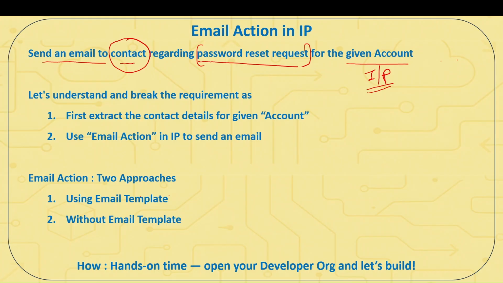Let's understand this request, what we need to do, and break it into 1, 2, 3 steps. First, the account name will be given to us, so we have the input. For this account, we need to fetch all the contacts because we need to send an email to them. Hence, first extract all the contacts for the given account. Once we get the number of contacts and their details, then we can use the email action in IP to send an email.